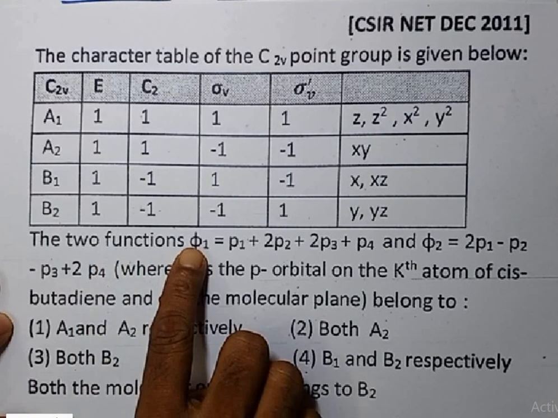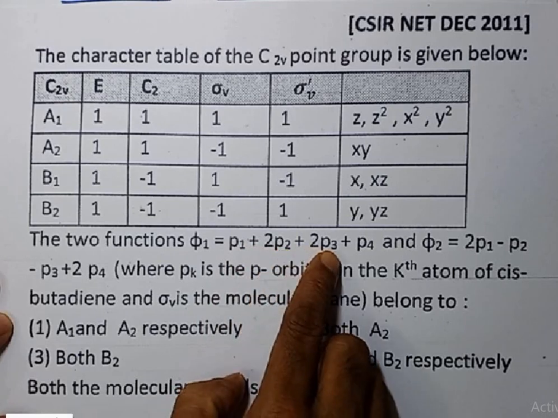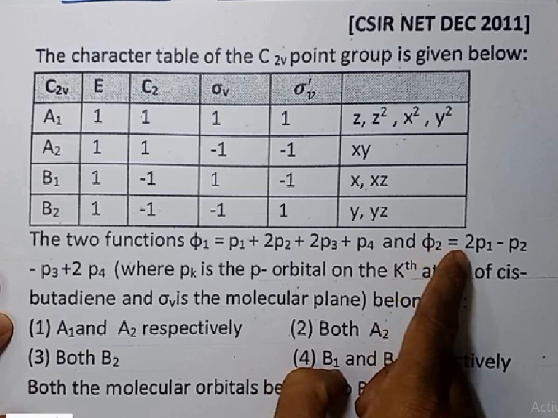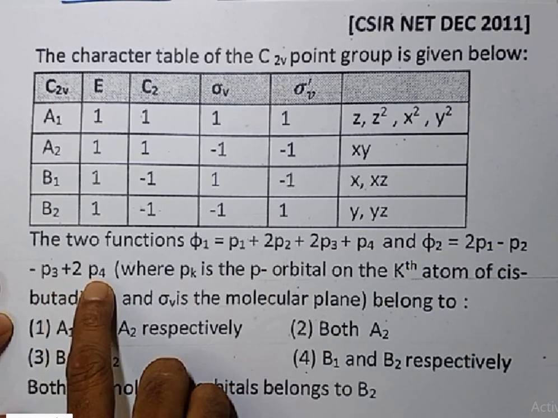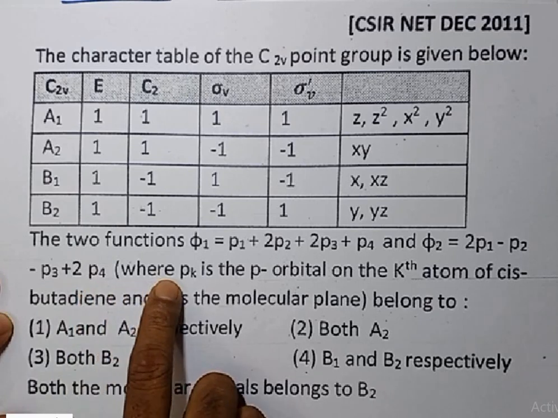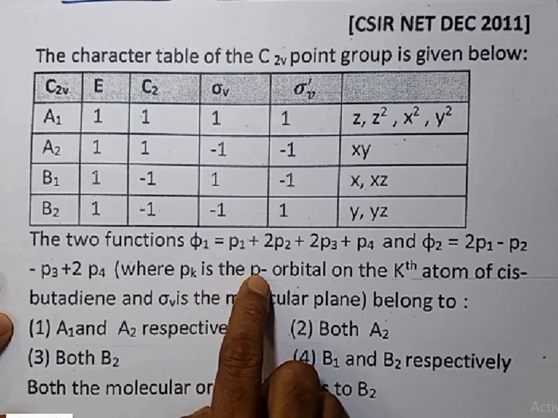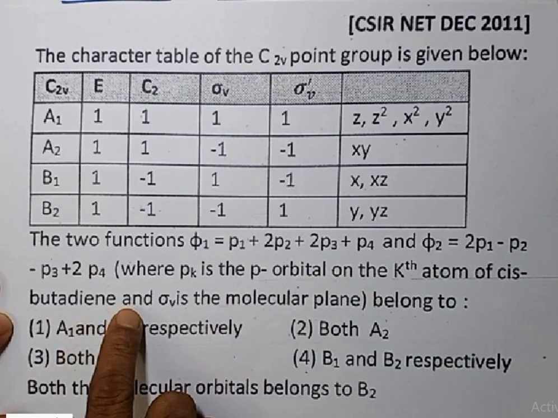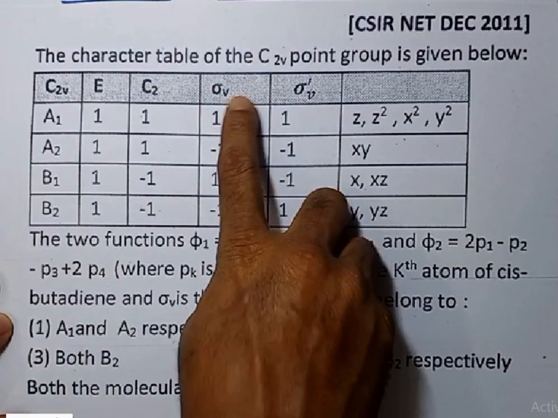The two functions phi1 equals p1 plus 2p2 plus 2p3 plus p4, and another function phi2 equals 2p1 minus p2 minus p3 plus 2p4, where pk is the p orbital on the kth atom of cis butadiene, and sigma v is the molecular plane here. So this is the molecular plane.